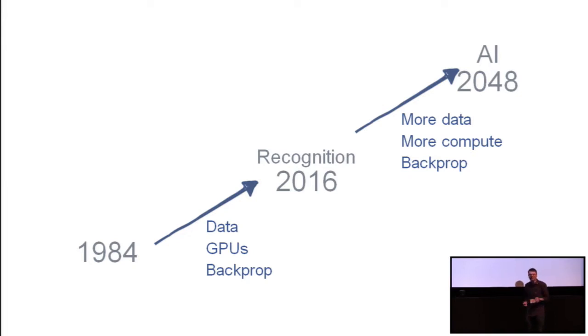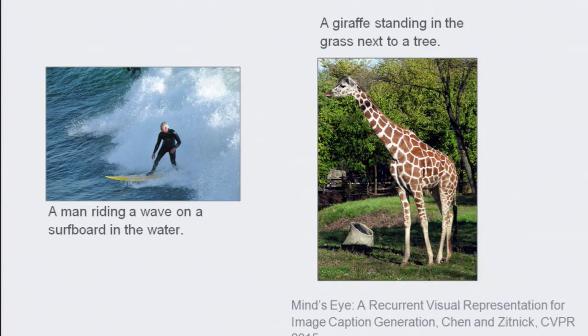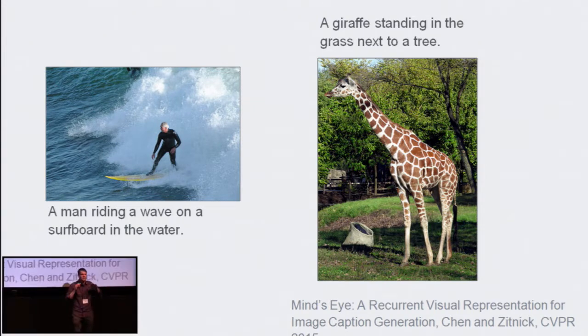So we took a problem which is seemingly AI complete, image captioning, and we took tons of data, tons of compute, and we ran it on these images, and we got some really amazing results. You look at this: a man riding a wave on a surfboard in the water. Just nailed it. Great image, great caption. A giraffe standing in the grass next to a tree. Again, fantastic caption with this image. And I think a lot of people were really excited about this.